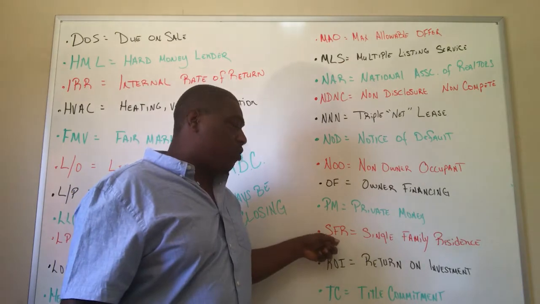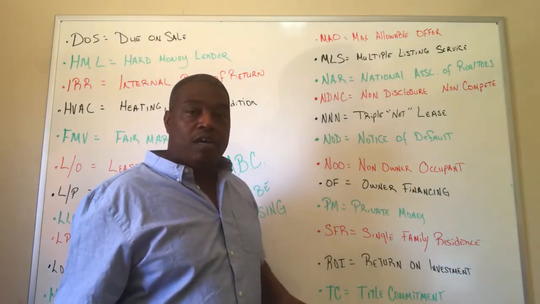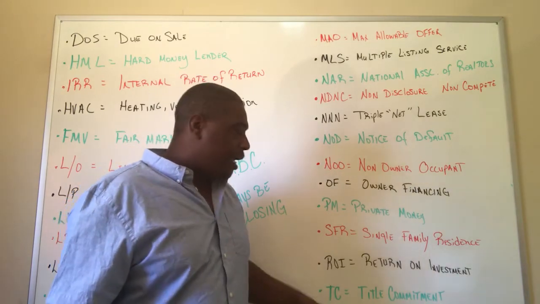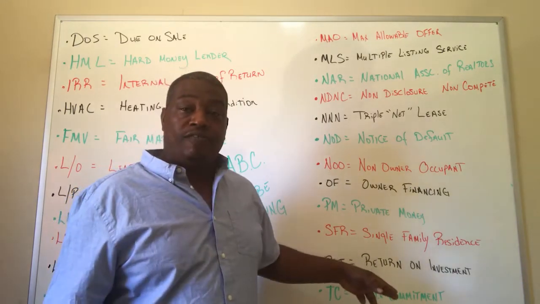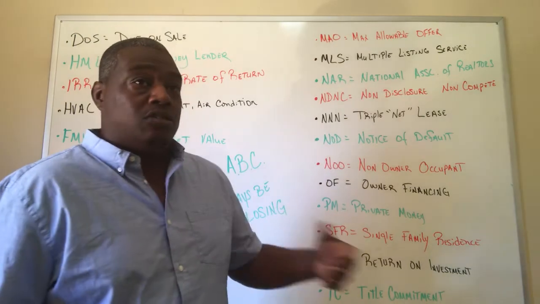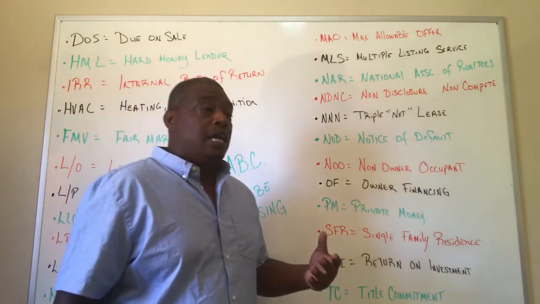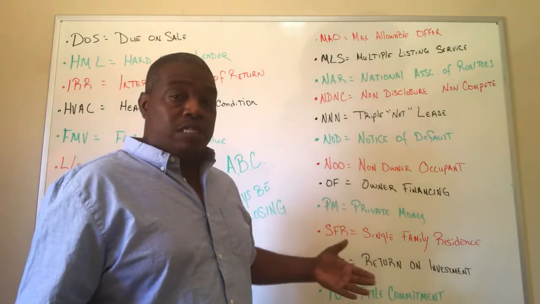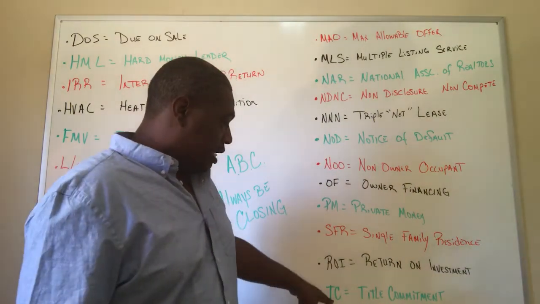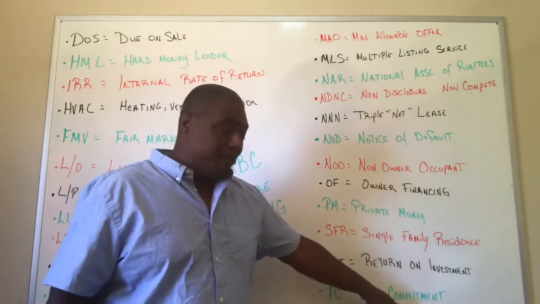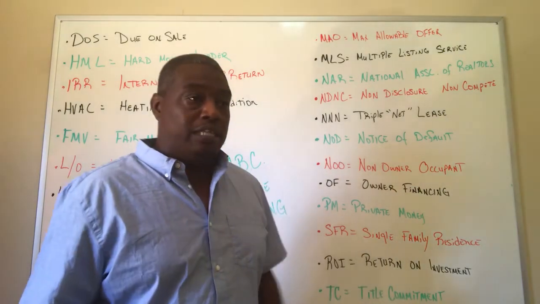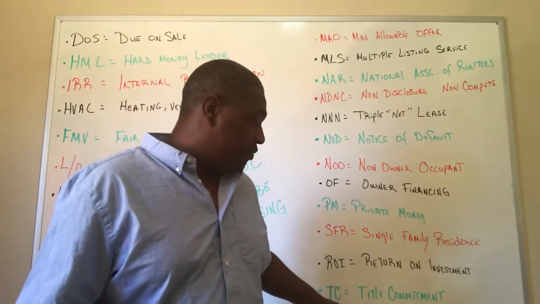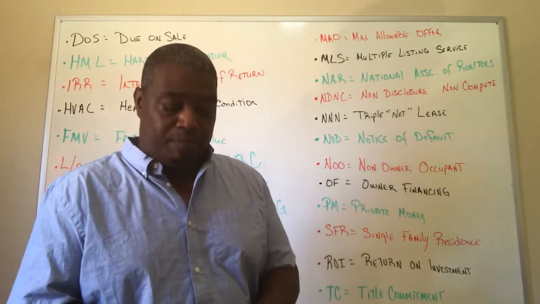Then this one you will hear quite often, which is SFR, which stands for single family residence. Then ROI, return on investment. I invested $100 and I made $1,000 off of that $100. This is my return on investment. Okay? Then you have TC, which is title commitment. So once you submit a contract, the title company will start doing the work, and you will receive a TC, which is a title commitment.